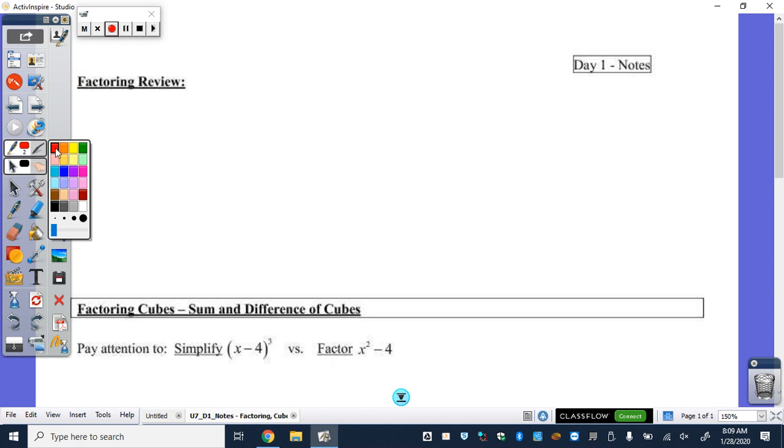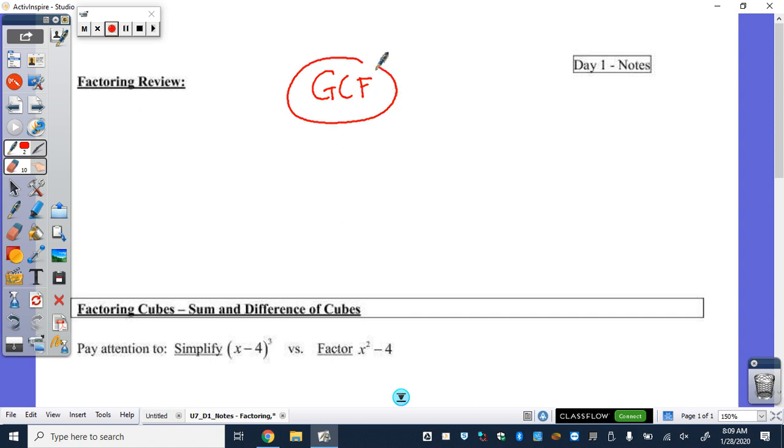Alright, here we go. A little bit of factoring review. When factoring, we always want to look first for a GCF. So take care of that largest number that goes into all of the coefficients, and then the lowest exponent on every and all variables that are there. So after you've done your GCF, you then look to see how many terms.